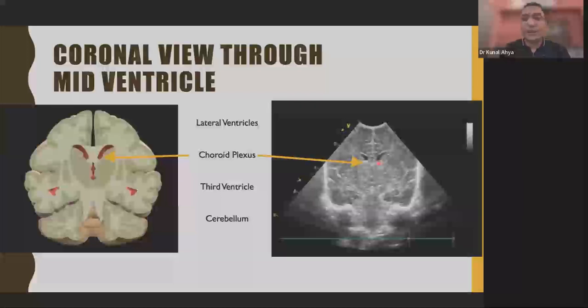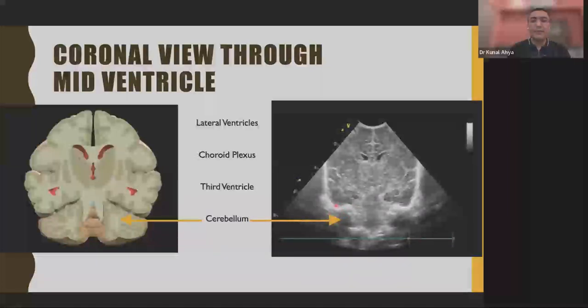So again, as I mentioned, if you suspect that there is any abnormality, you should always see it in two planes. Here you are confused whether it is actually an IVH or not, but then you will have to delineate it in the second view also. How do you do it? Dr. Vishal will be talking about the intraventricular hemorrhage. Then below that is our third ventricle, and lower down what you see is your cerebellum.